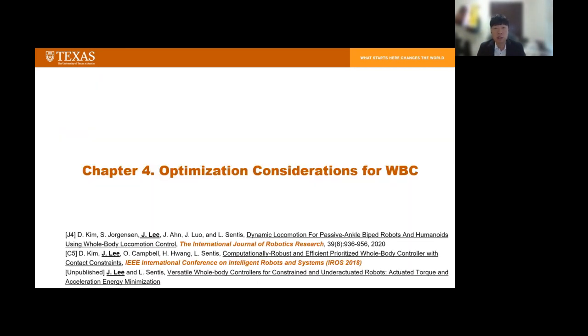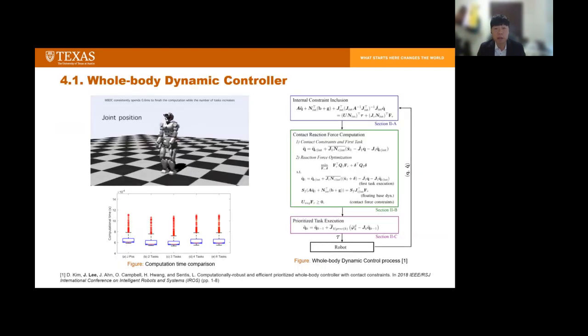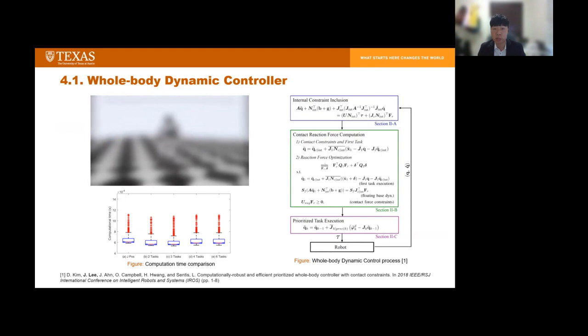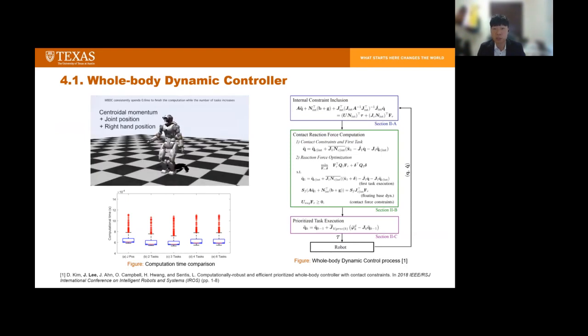The third study is about various whole body control approaches. Due to some time limitation, I will only briefly introduce this section. We have tried to improve the performance of whole body control methods. I have collaborated with our alumnus Donghyun to propose new whole body controllers.